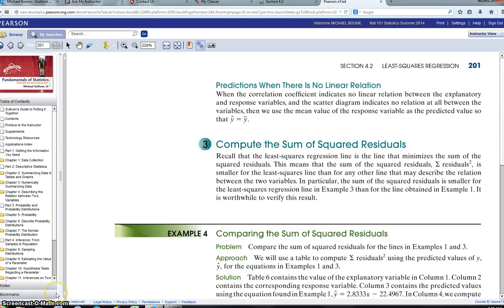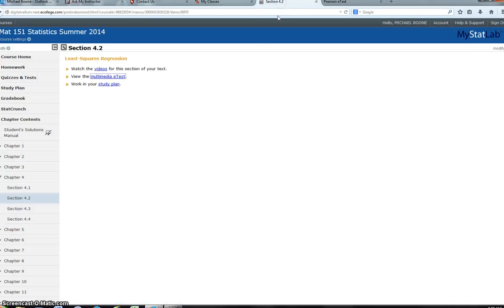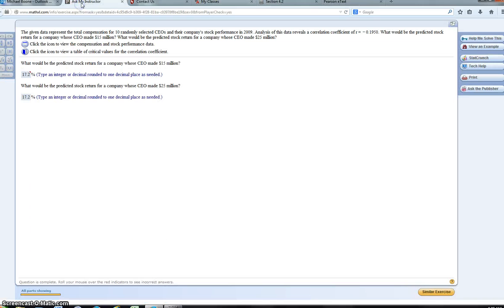Alright guys, I'm trying my new video software this morning, but I had a question about a problem from section 4.2, regarding a correlation coefficient of negative 0.1950. Now, if we go to the chart that determines if it's a good enough fit off of 10 randomly selected things, let's do that real quick.